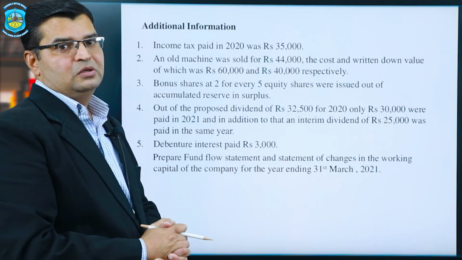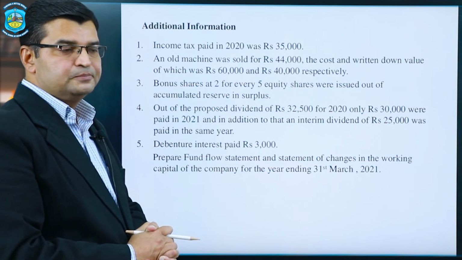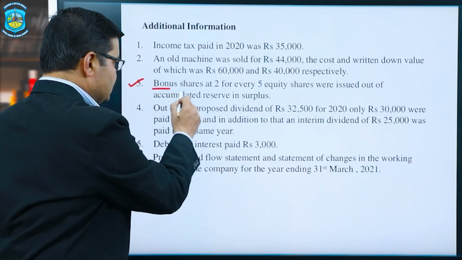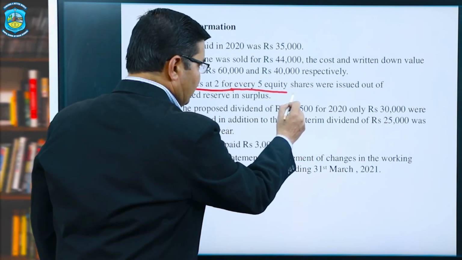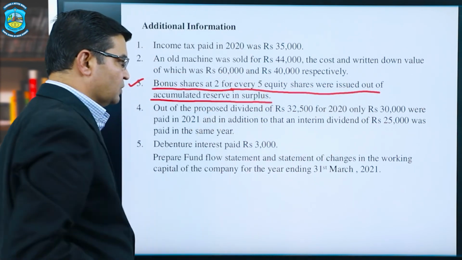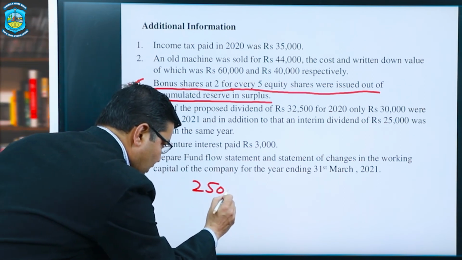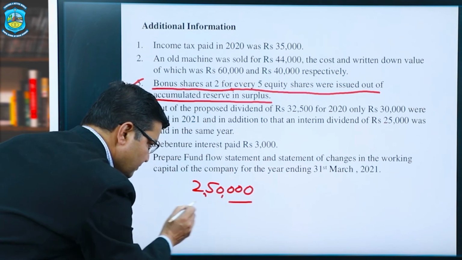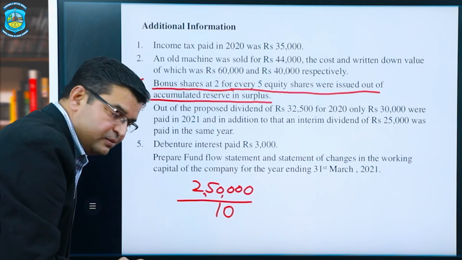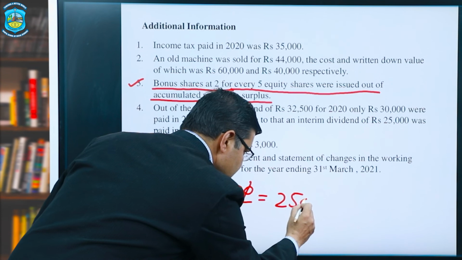Now students, only one thing is left in this question to understand. That is point number 3. Bonus shares at 2 for every 5 equity shares were issued out of accumulated reserve and surplus. Total share capital is rupees 2,50,000 in the previous year. Each and every share is worth rupees 10. It means there are a total of 25,000 shares.